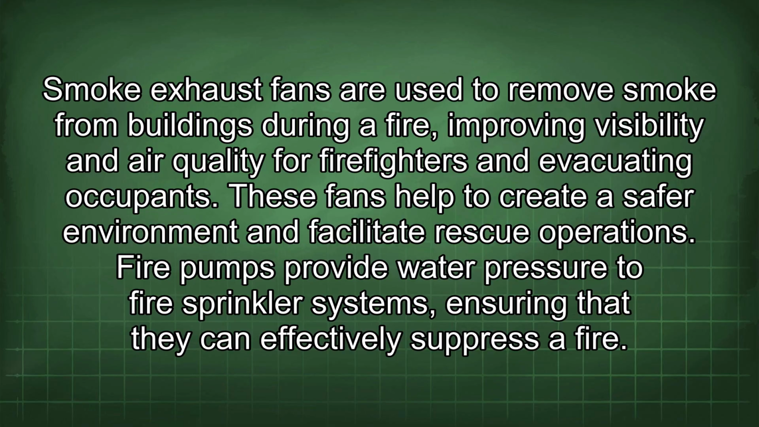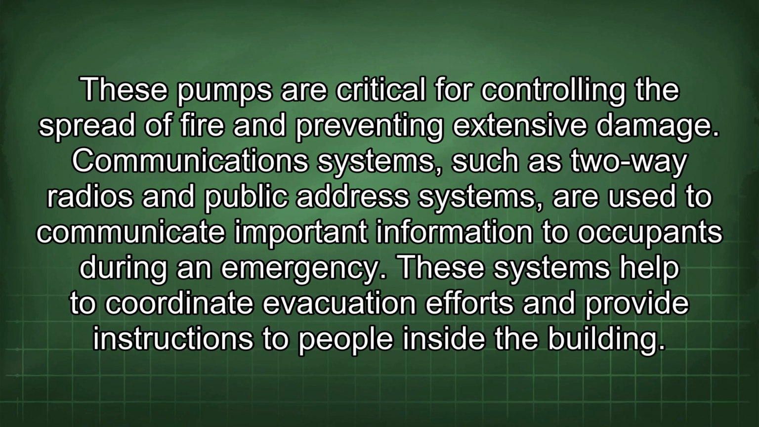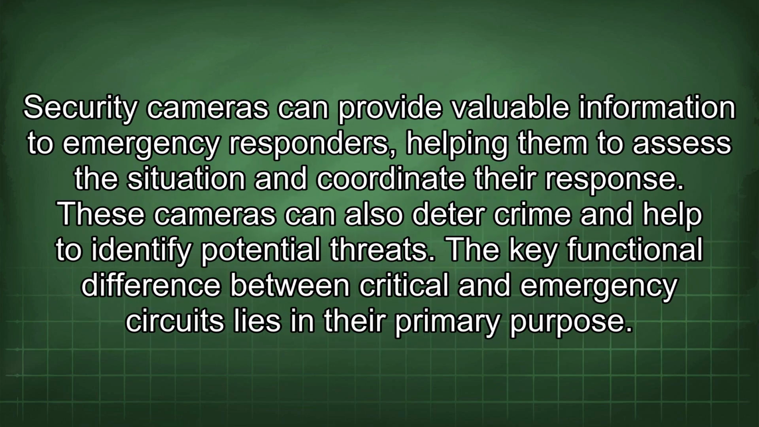Fire pumps provide water pressure to fire sprinkler systems, ensuring that they can effectively suppress a fire. These pumps are critical for controlling the spread of fire and preventing extensive damage. Communication systems, such as two-way radios and public address systems, are used to communicate important information to occupants during an emergency. These systems help to coordinate evacuation efforts and provide instructions to people inside the building. Security cameras can provide valuable information to emergency responders, helping them to assess the situation and coordinate their response.